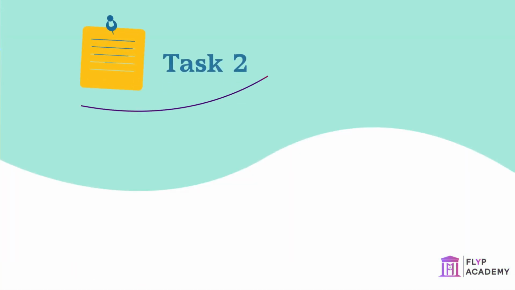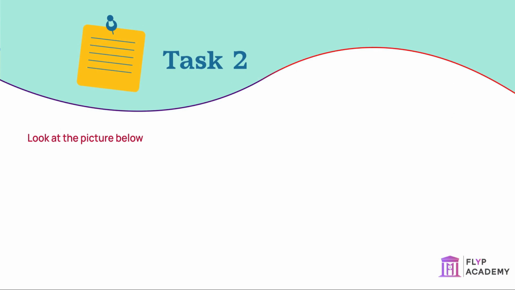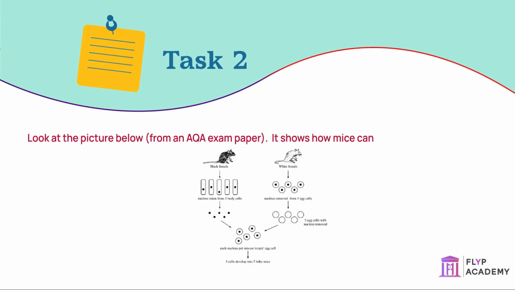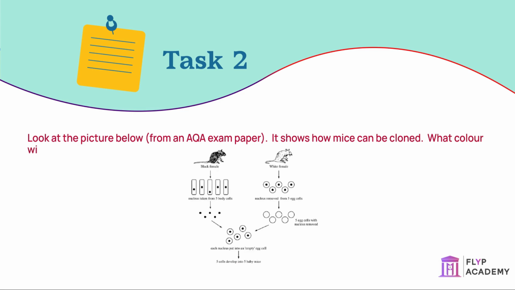Task: look at the picture below from an AQA exam paper. It shows how mice can be cloned. What colour will the 5 mice offspring be? Why? The mouse offspring will all be black, as they will be clones of the black mouse. This is because the black mouse contributed the DNA, and therefore the genes, that were put into the enucleated egg cells.